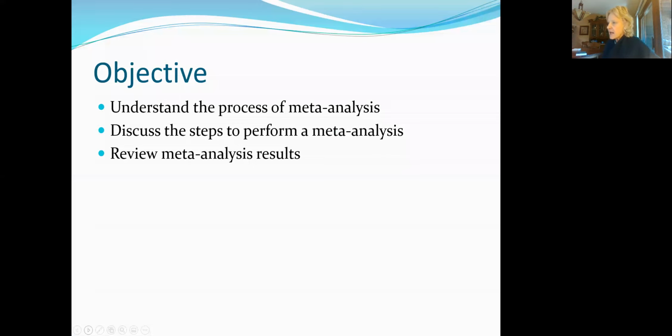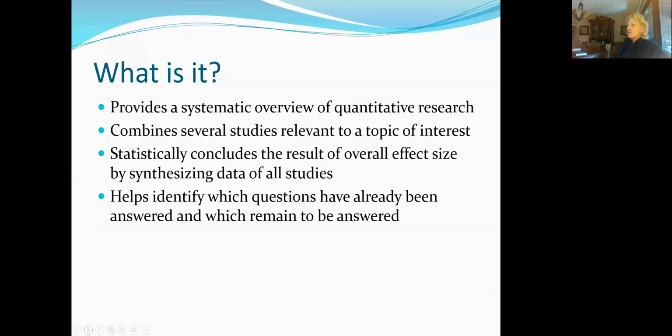So the objective here today is to understand the process for meta-analysis, discuss the steps to performing a meta-analysis, and then review some meta-analysis results. So what is it? It provides a systematic overview of quantitative research, and it combines several studies on a relevant topic of interest. It statistically helps you draw conclusions about the results or the overall effect size of multiple studies by statistically combining them, and helps to identify what questions have already been answered and which questions still need further investigation.